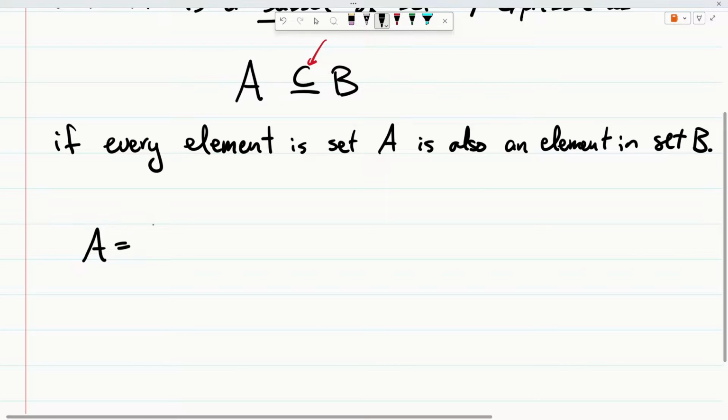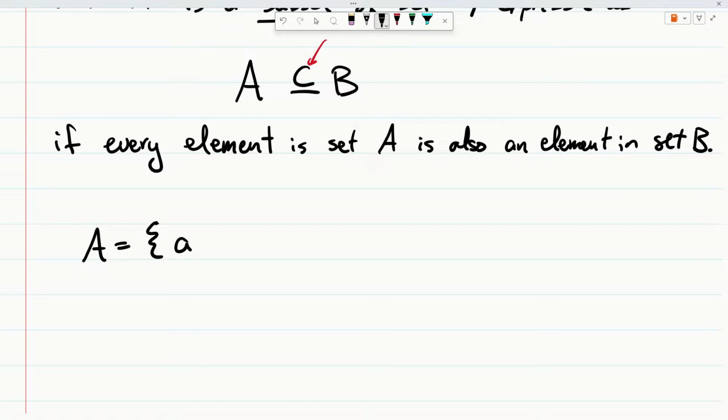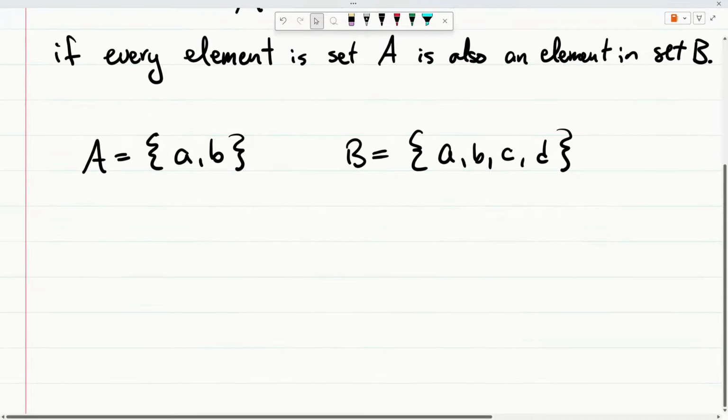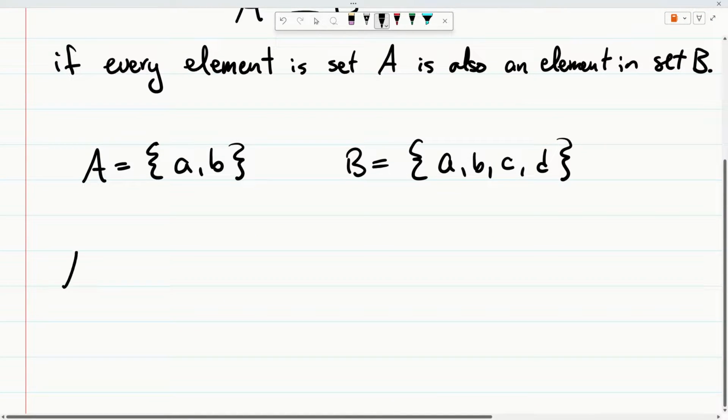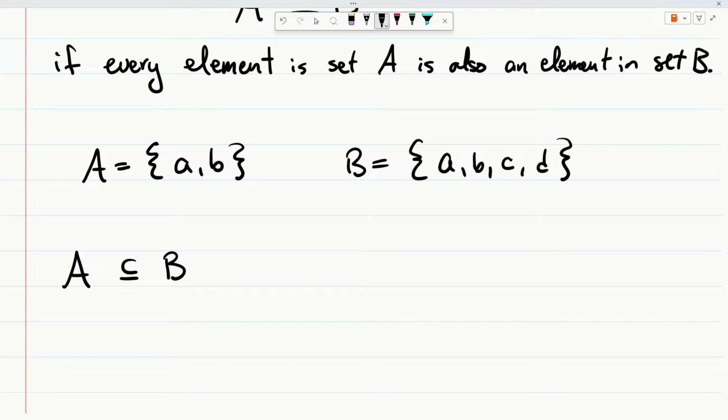It's the easiest way to understand this. We're going to let set A equal {a, b}. Just two elements. We're going to let B equal {a, b, c, d}. So what we can say here is A is definitely a subset of B because the elements of A are also in set B. And that's it. That's as hard as it gets.